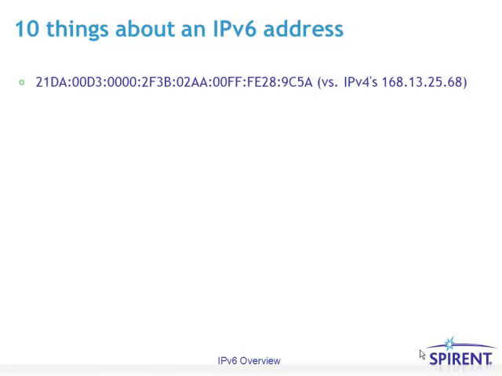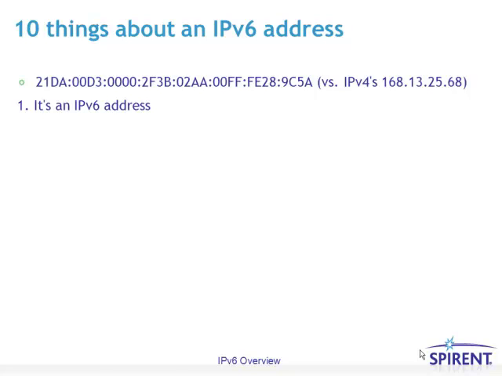Next, we're going to look at 10 things about an IPv6 address. Just get you used to looking at them. As you can see, an IPv6 address looks pretty nasty. It's actually in hexadecimal. It's referred to as colon hexadecimal, using hexadecimal digits separated by colons to represent 128 bits, versus how IPv4 does it to represent 32 binary digits using dotted decimal.